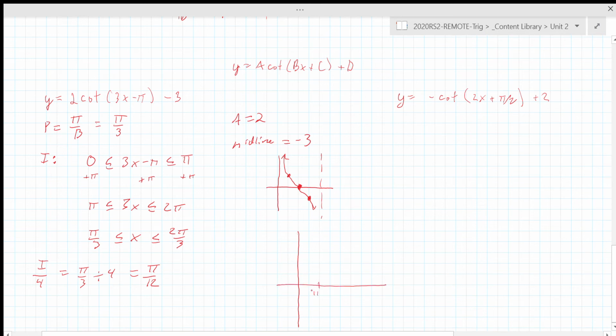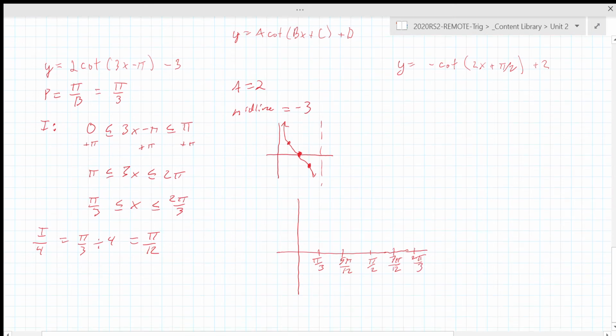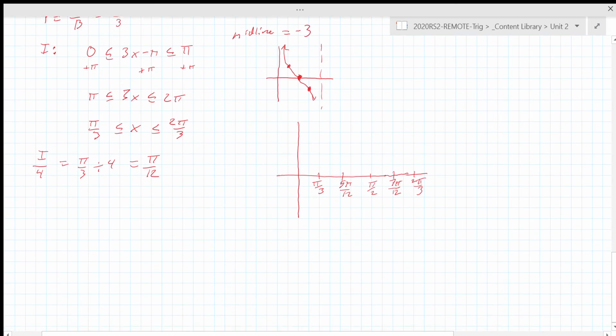We will be starting at pi thirds, and we're adding pi twelfths each time. So the next one would be 5 pi over 12, then pi halves, then 7 pi twelfths, and finally 2 pi thirds. Okay, this says a midline at negative 3. So actually let me move these up here. I'll make the graph a bit cleaner.